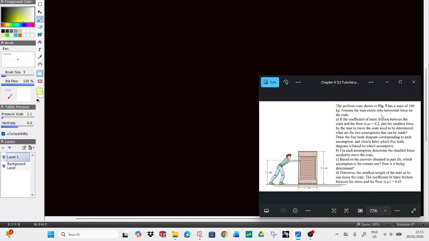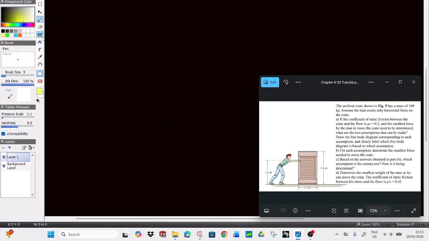The uniform crate shown in figure 5 has a mass of 160 kilograms. Assume the man exerts only horizontal force on the crate. If the coefficient of static friction between the crate and the floor is 0.2, and the smallest force by the man to move the crate is needed to be determined, what are two assumptions that can be made?